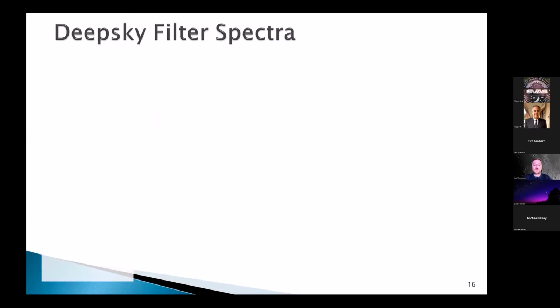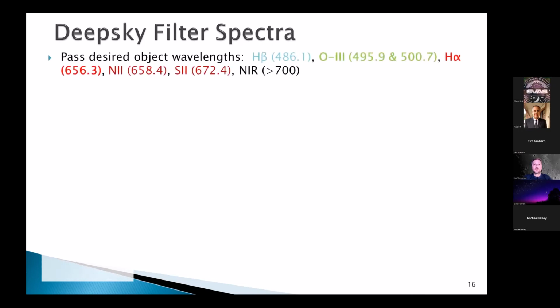Most of the interference type filters made for astronomy are for use with deep sky objects. They are designed to selectively pass desired emission wavelengths from nebulae, namely hydrogen beta, O3, hydrogen alpha, nitrogen 2, and sulfur 2. The thing that distinguishes one filter from another is the extent to which it blocks light pollution.